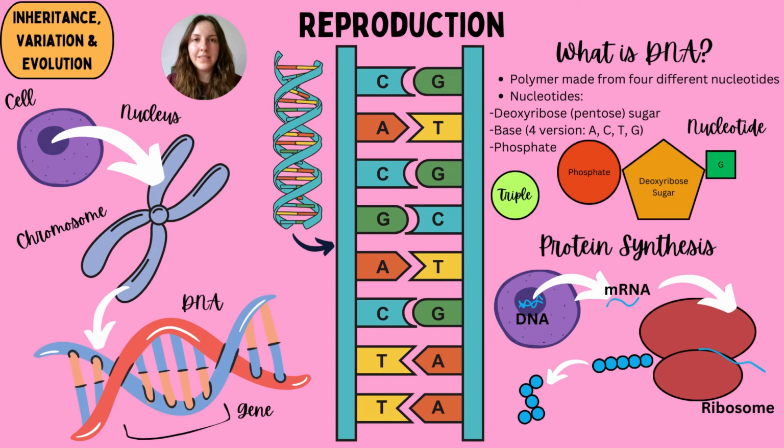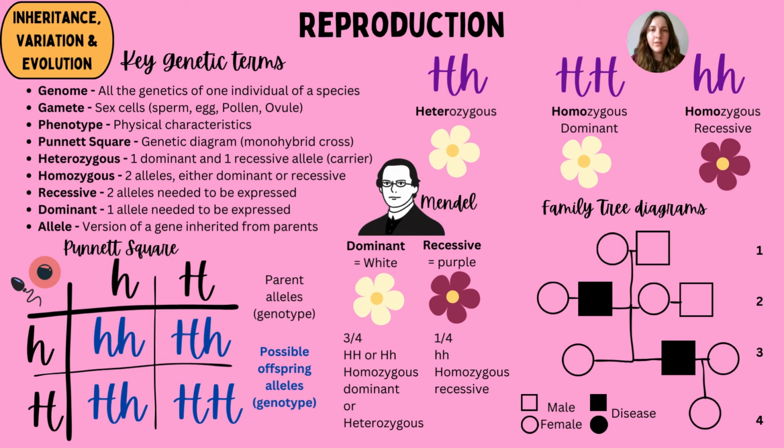Some of the key terms that come up a lot and confuse students, we're going to go through. A genome is all the genetics of an individual of a species that makes it unique. A gamete is a sex cell: the sperm, the egg, the pollen, or the ovule if it's a flower or plant. The phenotype is the physical characteristics an organism has, and a Punnett square is just a genetic diagram.